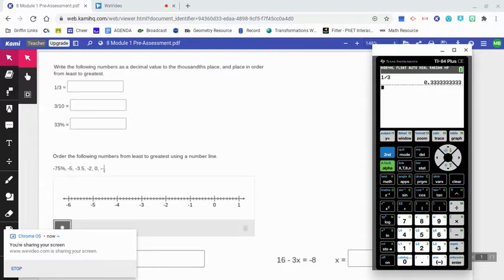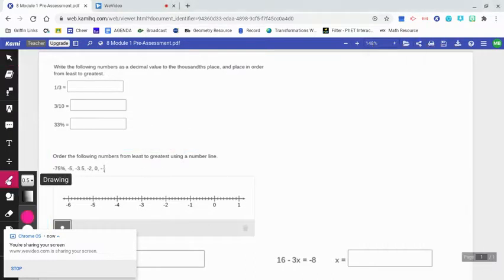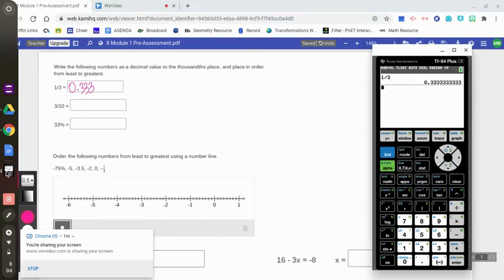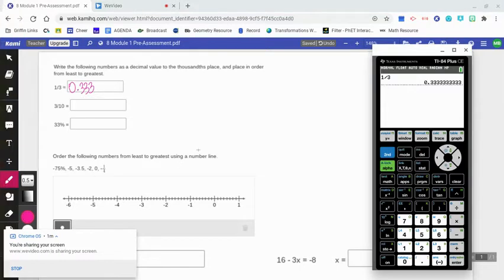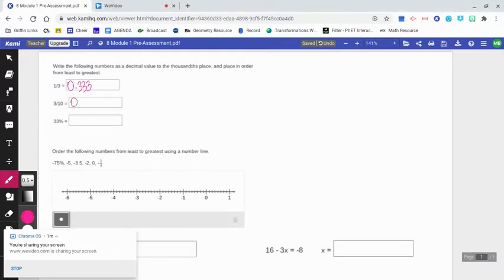We wanted to round to the nearest thousandth. So I'm going to come over here and I'm writing 0. tenths, hundredths, thousandths. The reason that I left it at a 3 is because the number after the thousandths place was less than 5, and therefore I did not round up. The next one is 3/10ths, so that is 3 divided by 10, and I see that that is 0.3. This one didn't need any rounding.